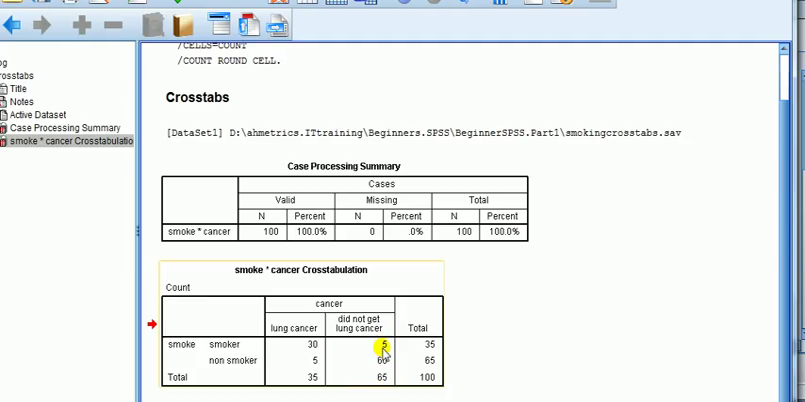65. Okay. Similarly, how many people in my sample were smokers? Smokers, go to the row, 30 plus 5, 35. And how many people out of my 100 were non-smokers? 65. In this row here, we add up 5, 60, 65. Alright, and then if you look at the sum of the total, that's 100, and the sum of the total there comes to 100, which is as it should be.